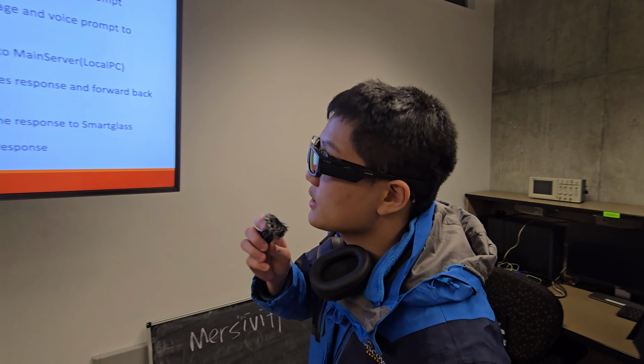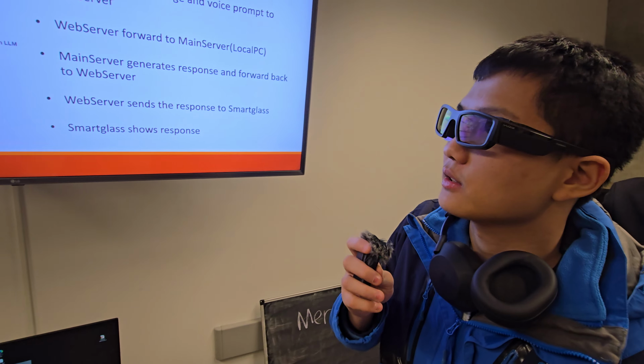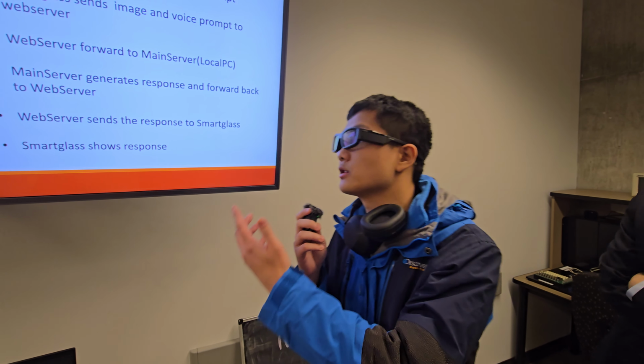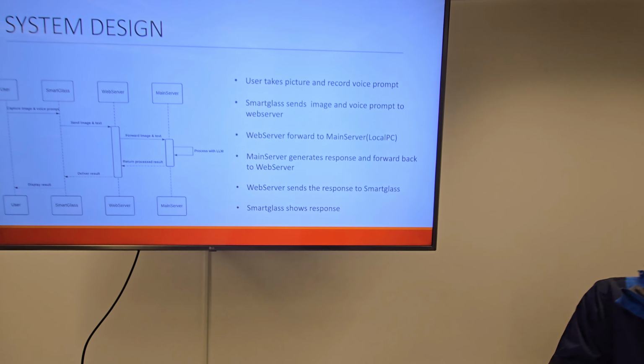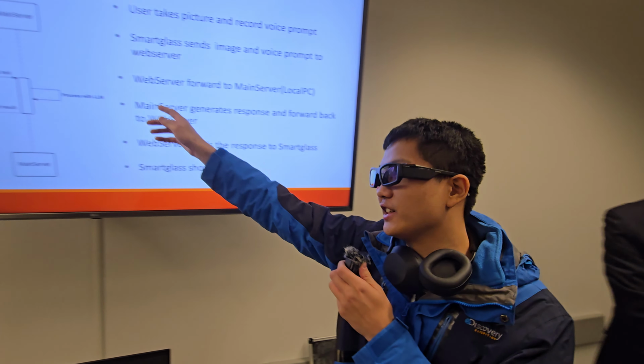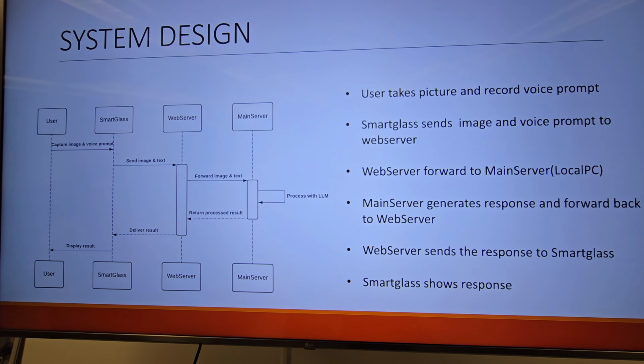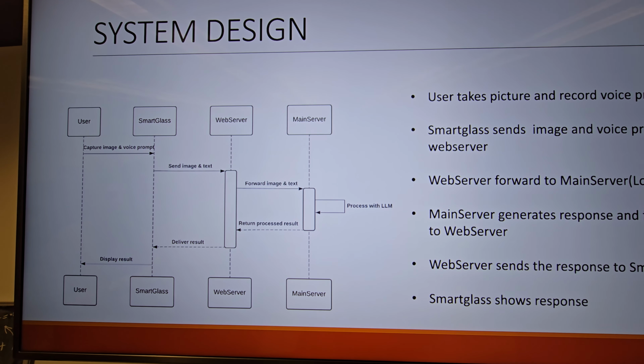Okay, as for the system design, our system consists mainly of three parts: our smart glasses, our backend server, and the local computer that is running the large language model. And this is the activity diagram. I hope I'm right. Sequence diagram, I'm sorry. And I'll explain this diagram really shortly.